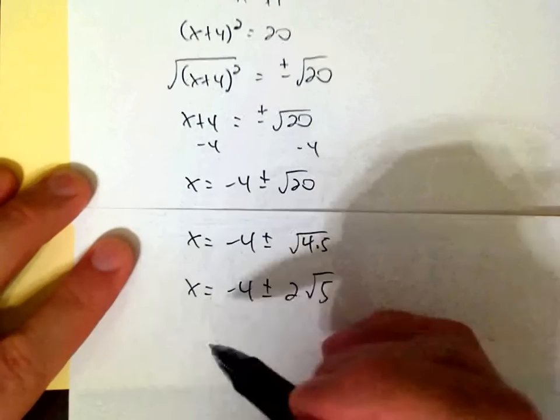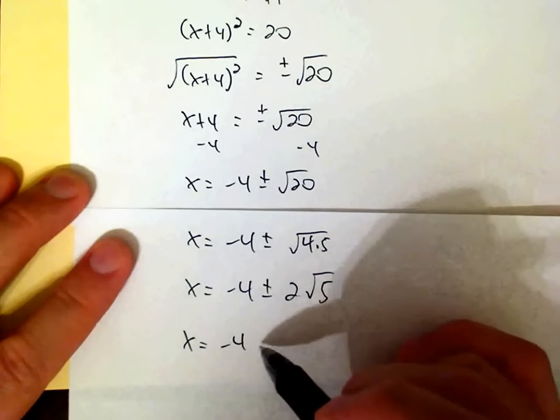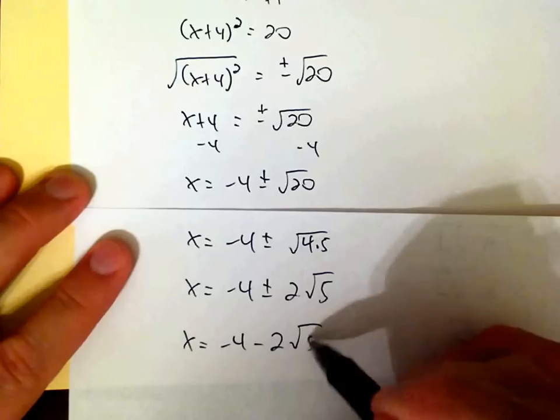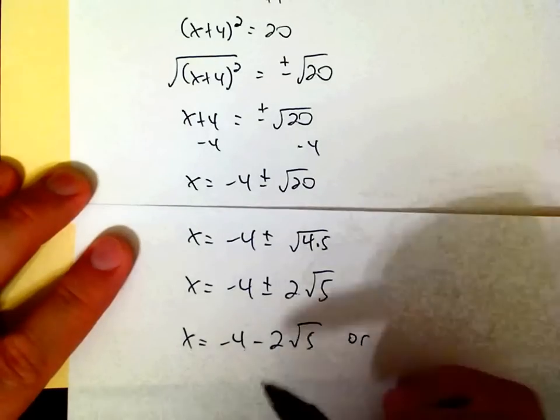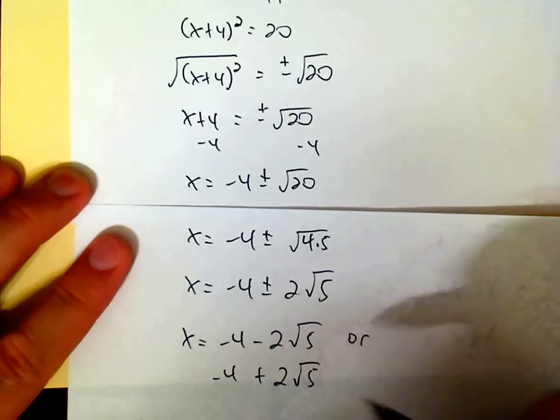Another way is to separate the plus and minus. So one answer is negative 4 minus 2 square root of 5, or negative 4 plus 2 square root of 5. That's what we're doing.